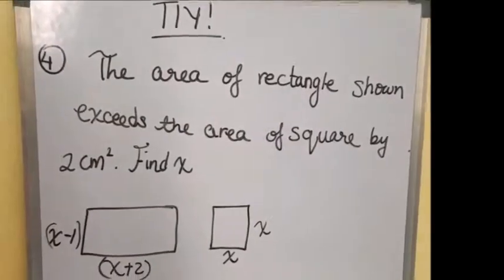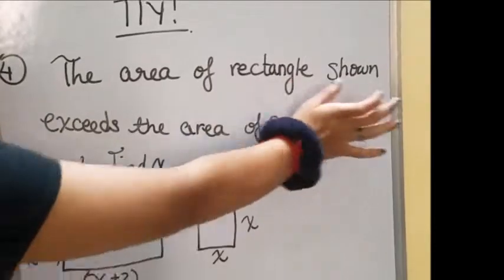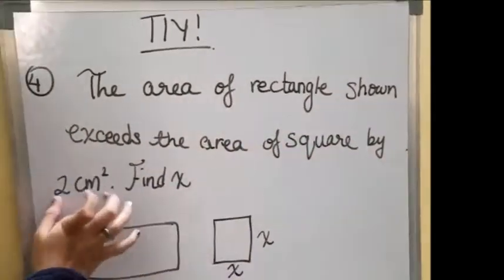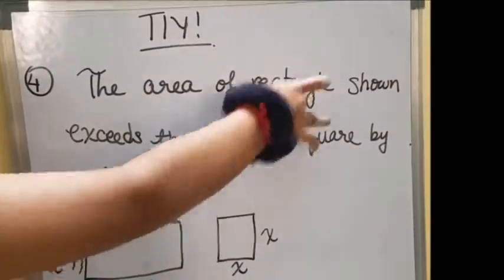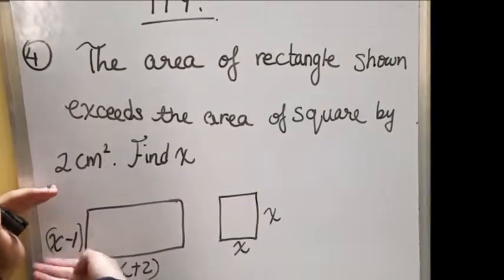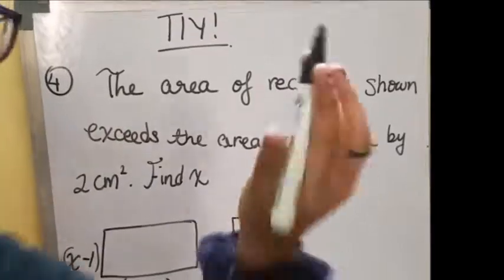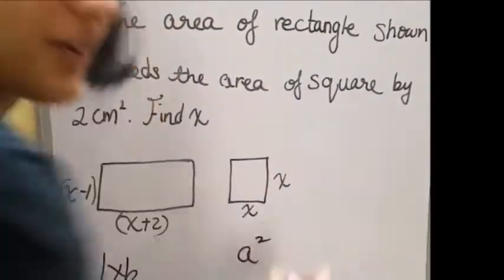the fourth and final jumbo question is, the area of the rectangle shown exceeds the area of the square by 2 centimeters squared. It's not square exceeding rectangle, it's rectangle exceeding square. Find x. So rectangle is x minus 1, x plus 2, square is x and x. A little tip, let the rectangle be over here, and the square over here.